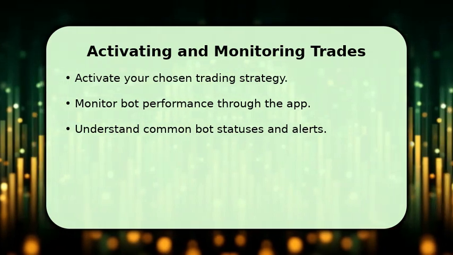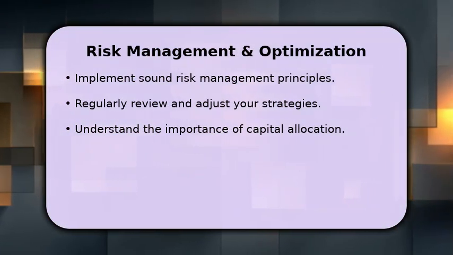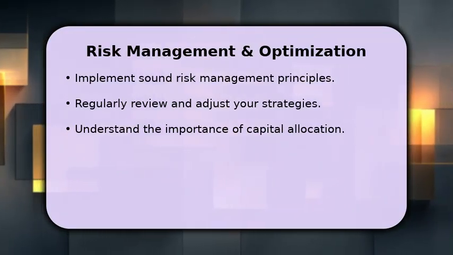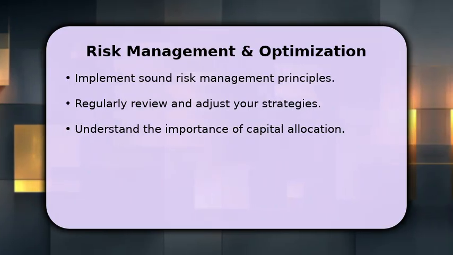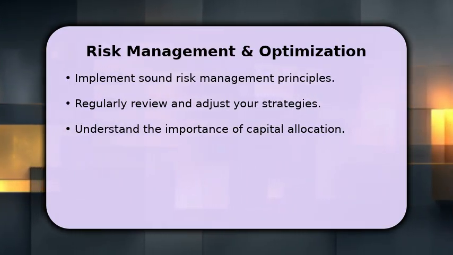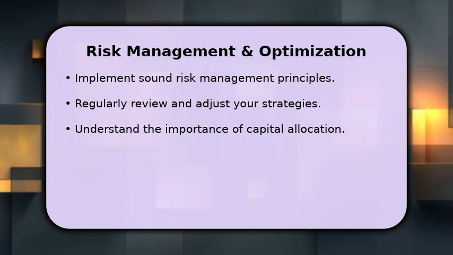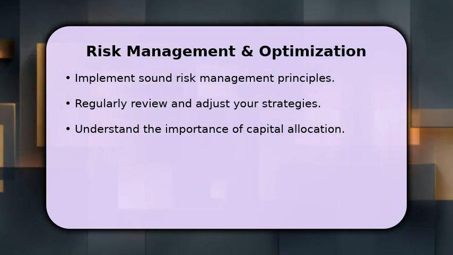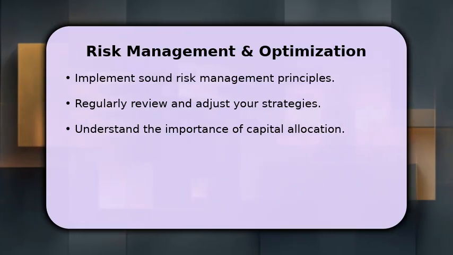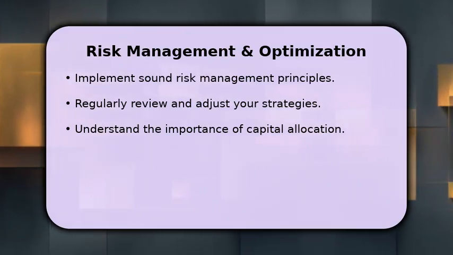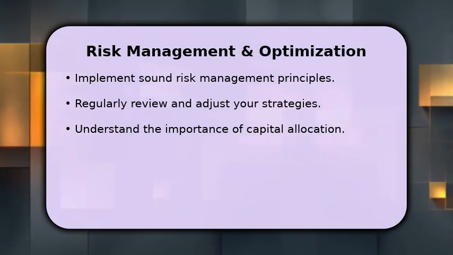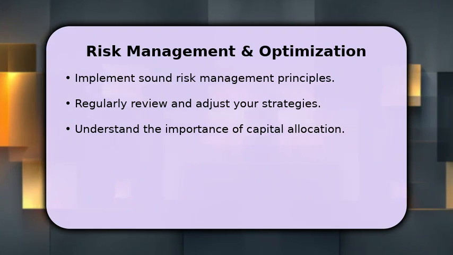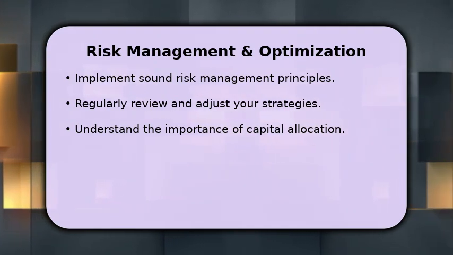Finally, effective risk management is paramount when using Royal Q. Never invest more than you can afford to lose, and consider diversifying your portfolio. Regularly review your bot's performance and adjust strategies as market conditions change. For instance, you might reduce your initial buy-in during volatile periods. Proper capital allocation, often starting with a minimum of $100 per trading pair, helps maximize potential returns while minimizing exposure.